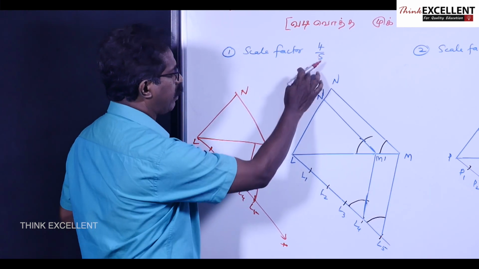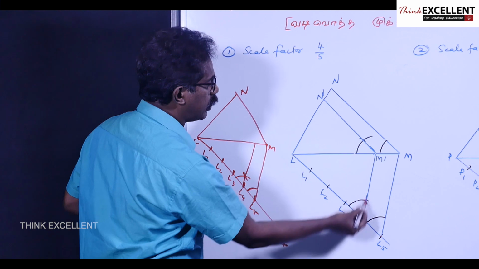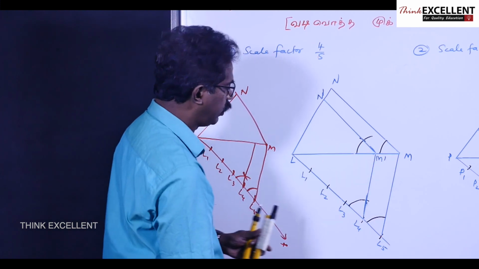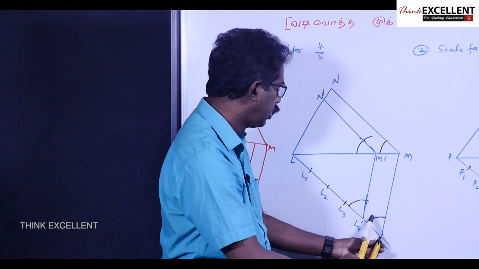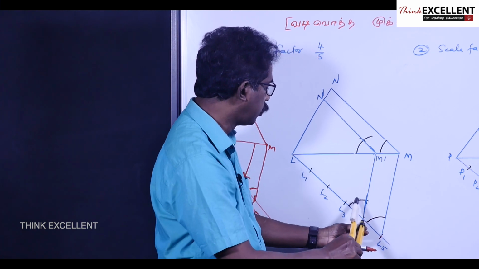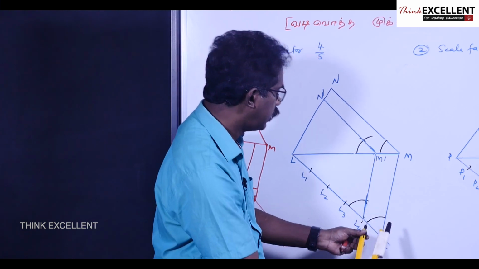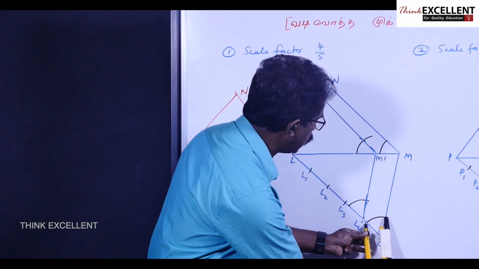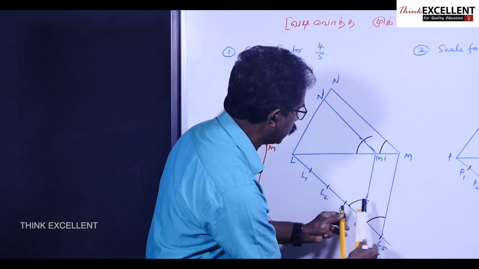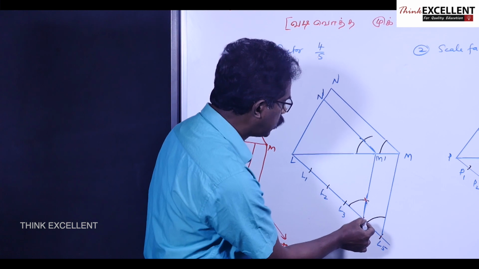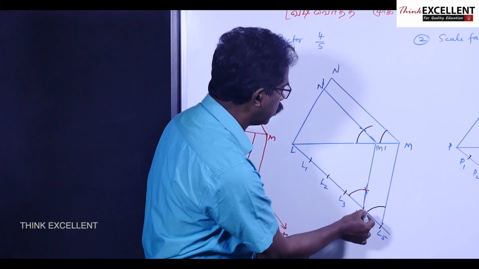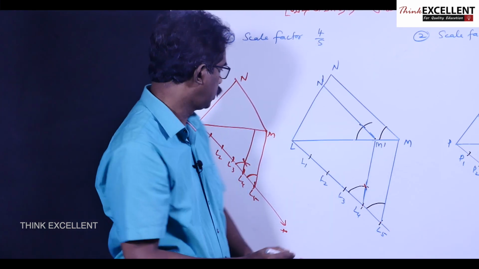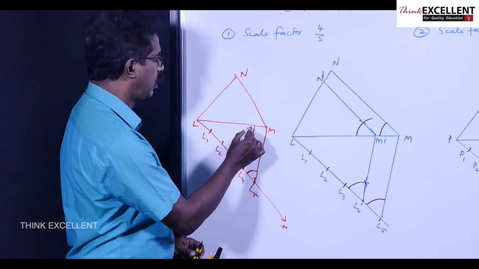Now 4 by 5. So at 4, L4, you have to draw a line parallel to that. For that, what we did, keep the pointer here, draw an arc, same measurement, keep the pointer here, draw this arc. Then measure this length, keep the pointer here, cut it. Okay, so we'll cut like this. Now join this point and this point, it reaches here, M dash. So you are getting M dash.